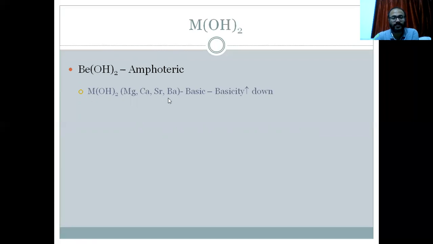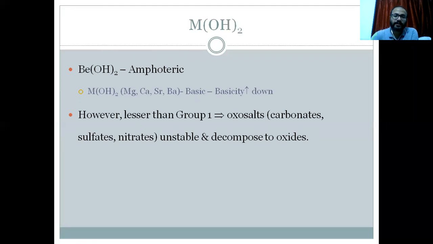However, the oxides and hydroxides of the other elements in group 2 are all basic, and basicity increases down the group, as we have already seen in the group 1 case. However, if we compare the basicity of the hydroxides of group 1 with that of group 2, what we find is that the group 2 metal hydroxides are less basic in comparison to group 1 metal hydroxides.